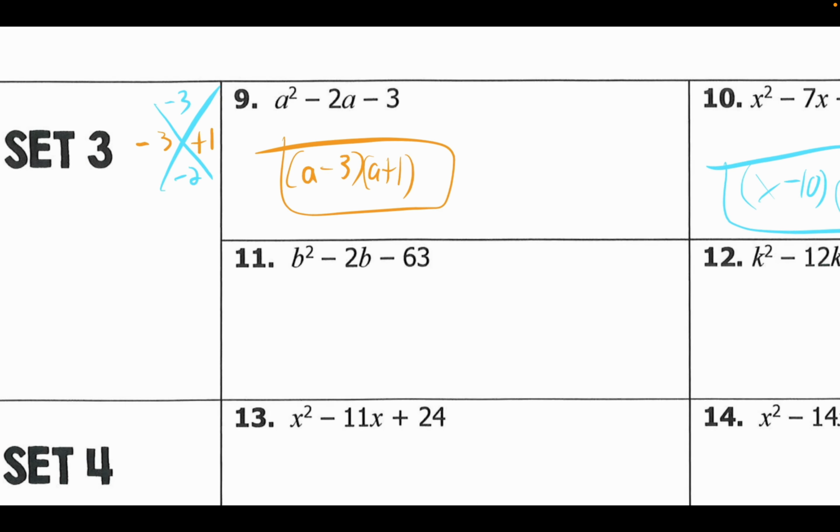Number 11, on the side, I'll make my x, negative 63 at the top, negative 2 at the bottom. Sides of the x will be a negative 9 and a positive 7. So that's b minus 9 and b plus 7.